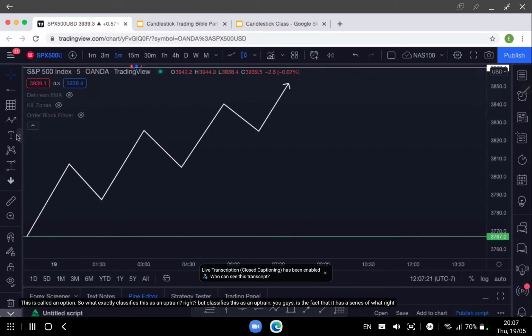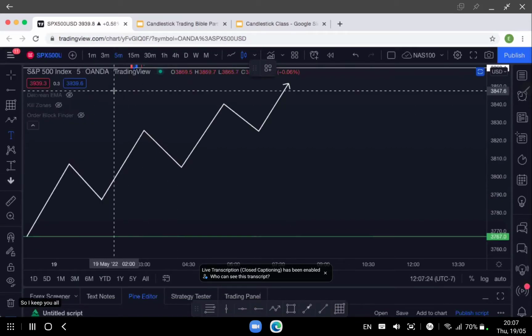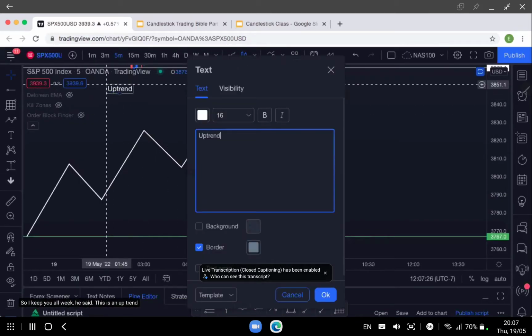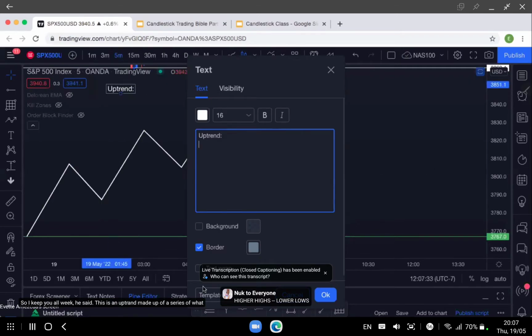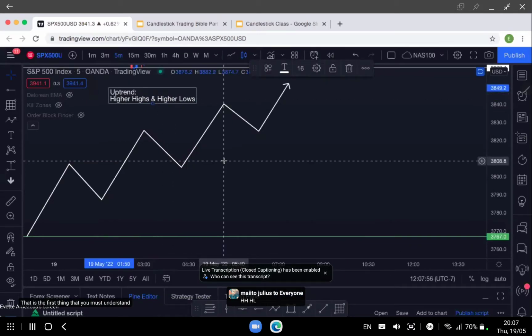What classifies this as an uptrend, you guys, is the fact that it has a series of what? All right, let's get some interaction so I keep y'all awake. We said this is an uptrend made up of a series of what? Higher highs, higher lows, higher highs and higher lows. Exactly, higher highs and higher lows. That is the first thing that you must understand, all right?